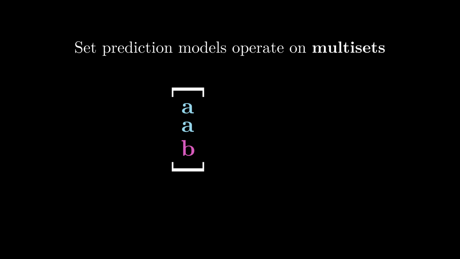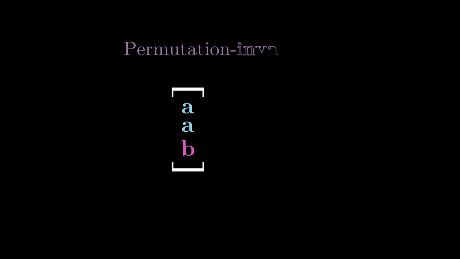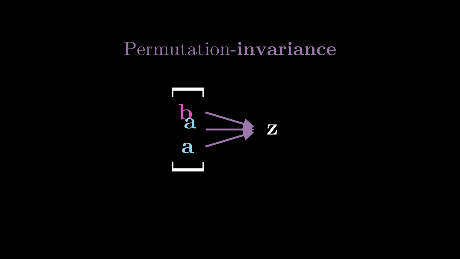There are two properties in the literature that are helpful for this. Permutation invariance means that when changing the order of the input, the output vector must stay the same. For example, if you sum these elements together, you can sum them in any order you want without changing the result.